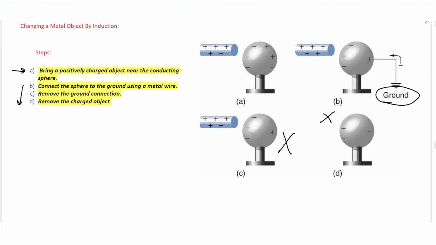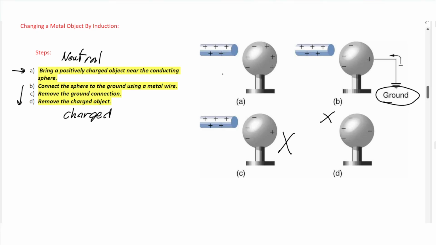What happens if you remove the charged object before the ground connection? It will not be charged. It will remain neutral. But what happens if you earth a charged object? It will become neutral. So these steps, you start with neutral and you end with charged.